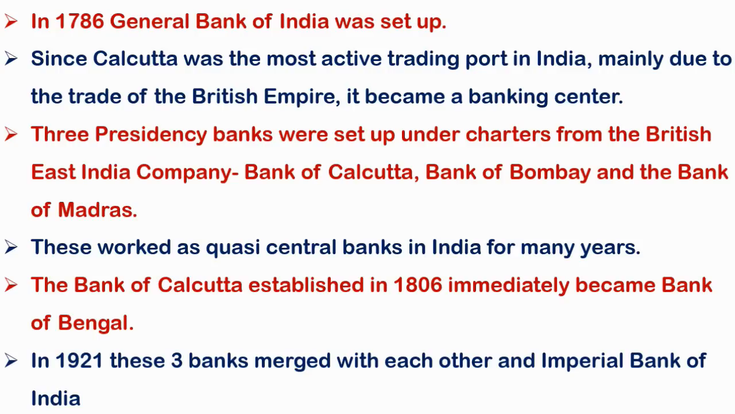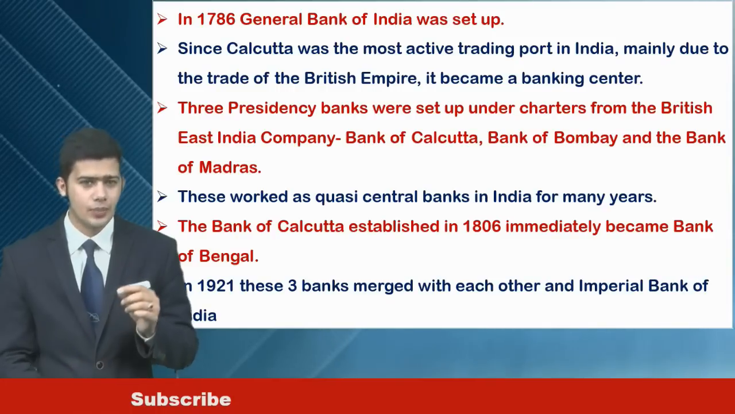Now, in terms of the different dates, the important dates for the presidency banks are 1806, and then 1840, and then 1843. So these are the three dates that you have to keep in mind for Calcutta, Bombay and Madras.